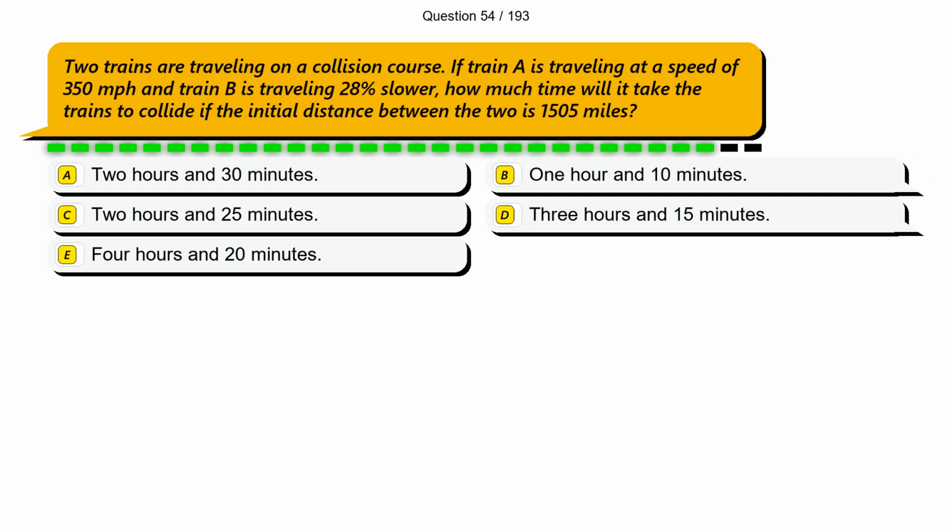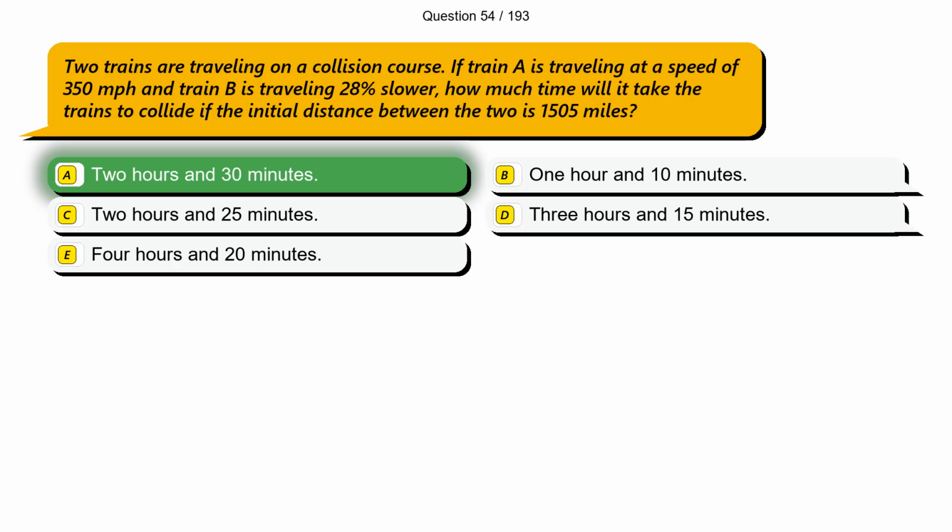Question 54. Two trains are traveling on a collision course. If train A is traveling at a speed of 350 miles per hour and train B is traveling 28% slower, how much time will it take the trains to collide if the initial distance between the two is 1,505 miles? Option A, 2 hours and 30 minutes. Option B, 1 hour and 10 minutes. Option C, 2 hours and 25 minutes. Option D, 3 hours and 15 minutes. Option E, 4 hours and 20 minutes.